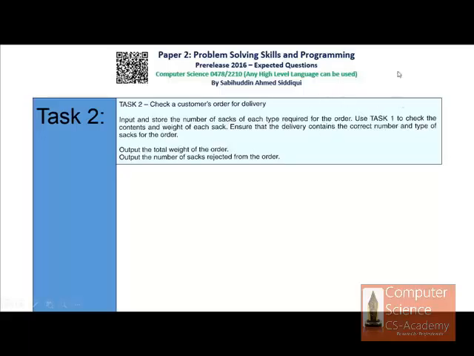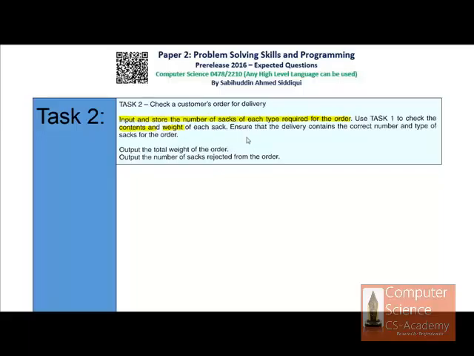Now again they are connecting this with Task 1. That means use Task 1 to check the contents and weight of each sack. That means it is already done. So you will be driving your code or your pseudocode on the basis of Task 1. Now here I am just highlighting this again. Let's suppose input and store the number of sacks of each type required for the order. Each type, that means cement, gravel, sand, and the total number of sacks, right? So this is basically what you have already done to validate in Task 1, that the contents and their weights of each sack you have already tracked.